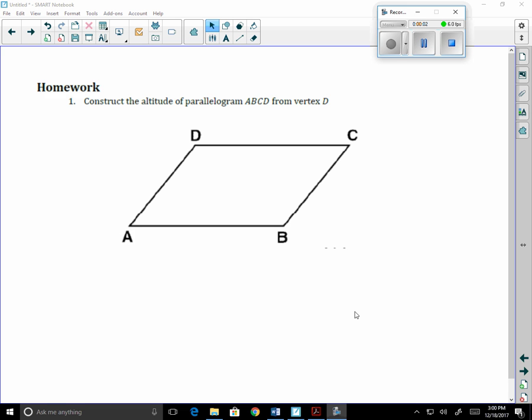Alright, welcome to the video here for lesson number 7 on the constructions in parallelogram. So finally, a lesson here with no proofs. I know some of you are excited about that. So let's take a look at our homework here.